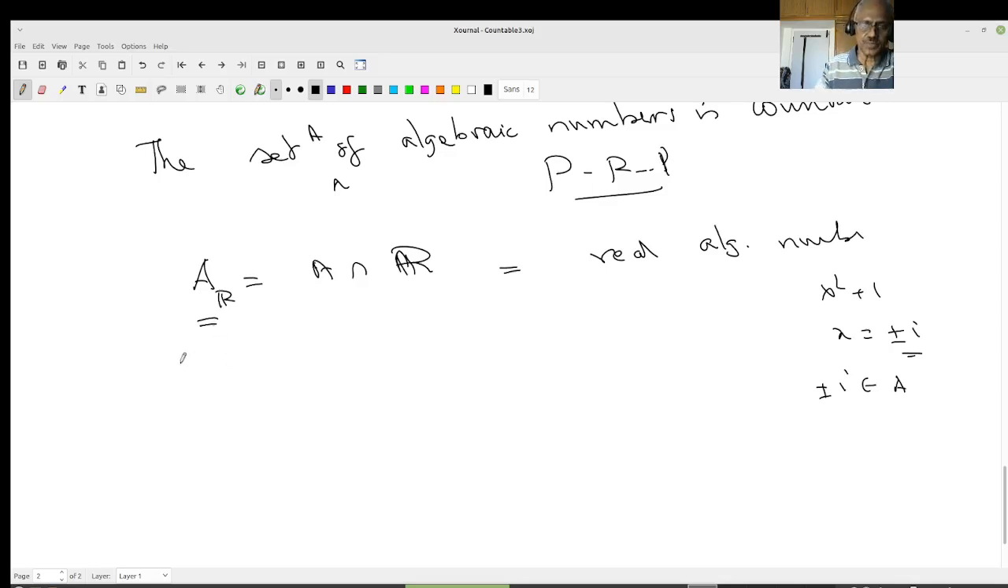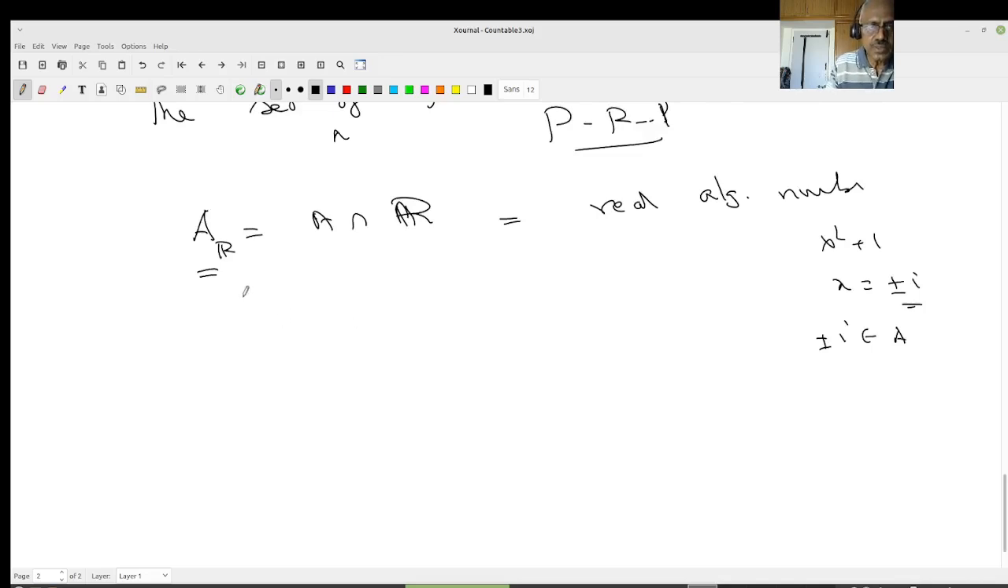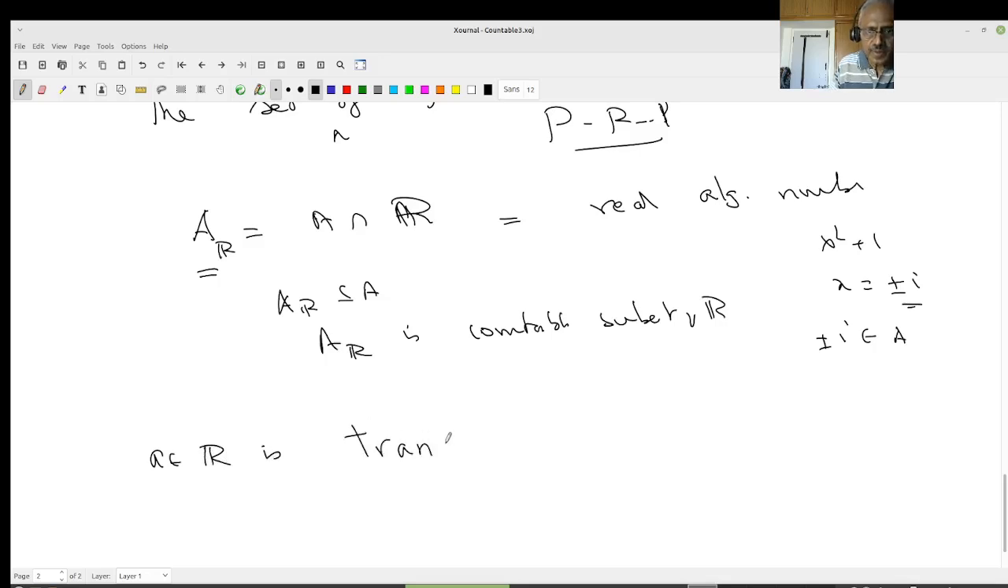This is again an internalization process, right? Therefore AR, see, AR is a subset of A, and therefore AR is countable. Okay, a countable subset of R. Right? Now I say a real number a in R is transcendental if a is not algebraic. It is the same as saying a is not in AR.